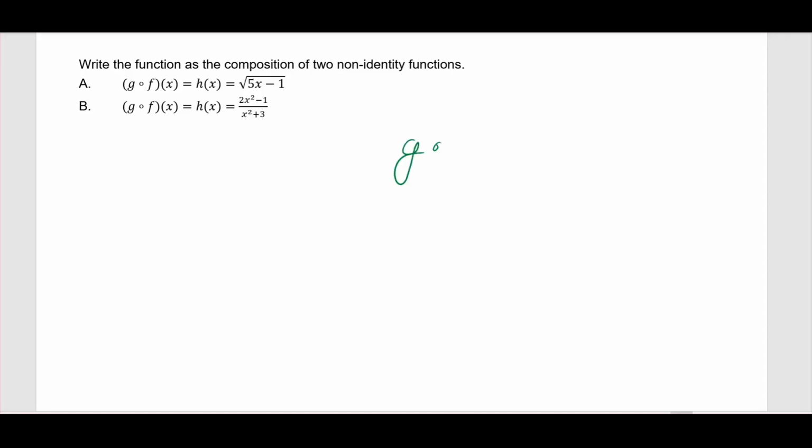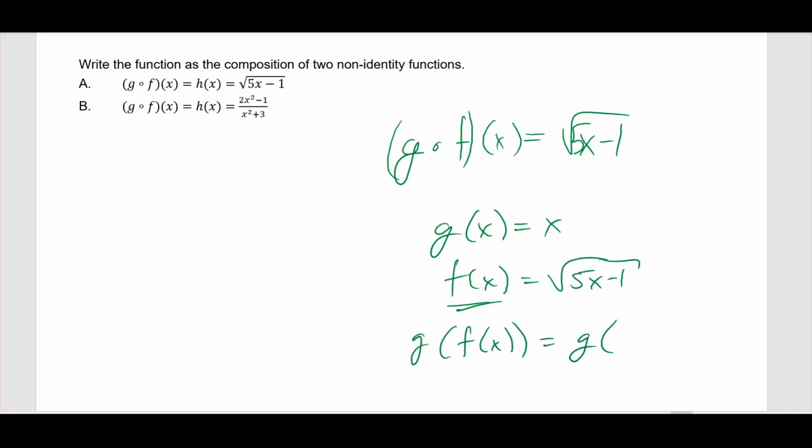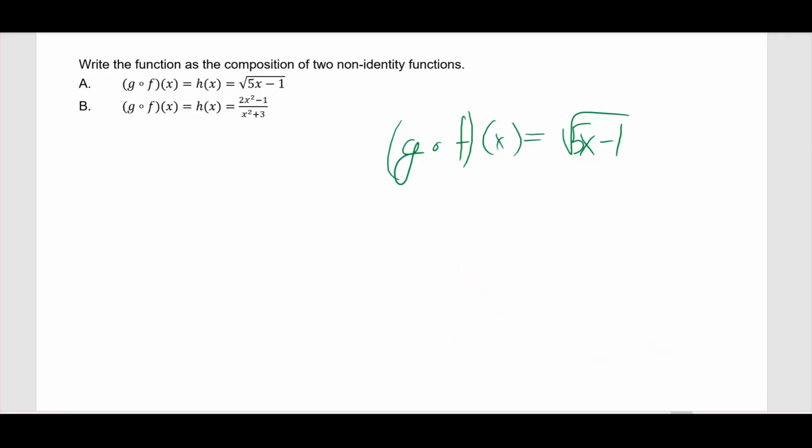If I want to find g composed with f of x, and I want that to be square root of 5x minus 1, why don't I just say g of x is x, and then f of x could be square root 5x minus 1? Because then when I put f inside of g to do g of f, this is g of square root 5x minus 1. Well, that's just square root 5x minus 1, because g is the identity function. So we want to stay away from making the exercises trivial. So we want to stay away from the identity function. Okay, so we want two non-identity functions so that their composition is this one.